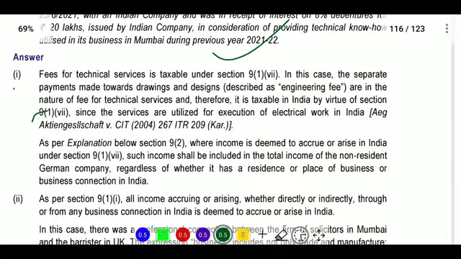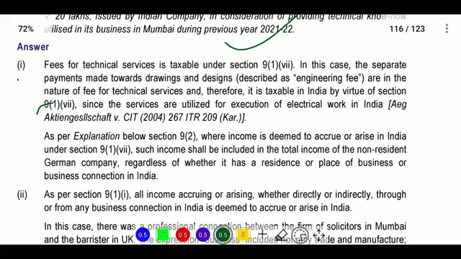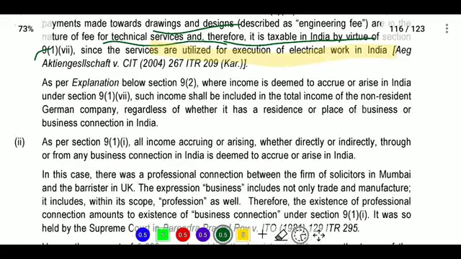Okay. Fee for technical services is taxable under section 9. In this case, the separate payment was made towards drawings and designs. So he is paying drawings and designs as a separate payment in engineering fee or in the nature of fee for technical service and therefore taxable in India by virtue of section 9(1), since the services are utilized for execution of electrical work in India. Next, as per explanation below section 9(2), where income is deemed to accrue or arise in India under section 9(1)(7), such income shall be included in total income of non-resident Germany company, regardless of whether it has a resident place of business or business connection in India.